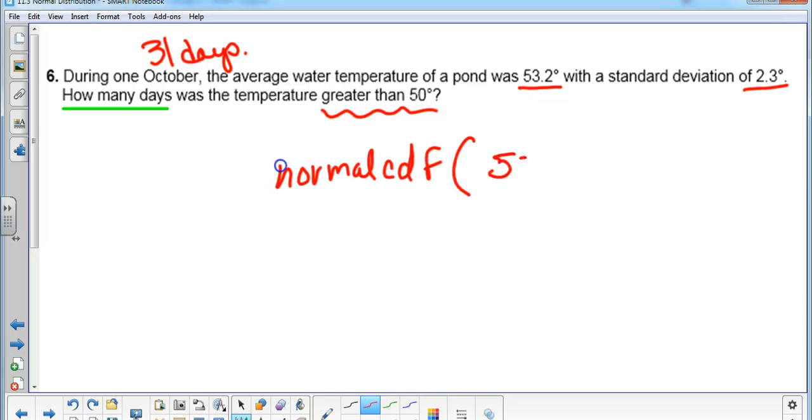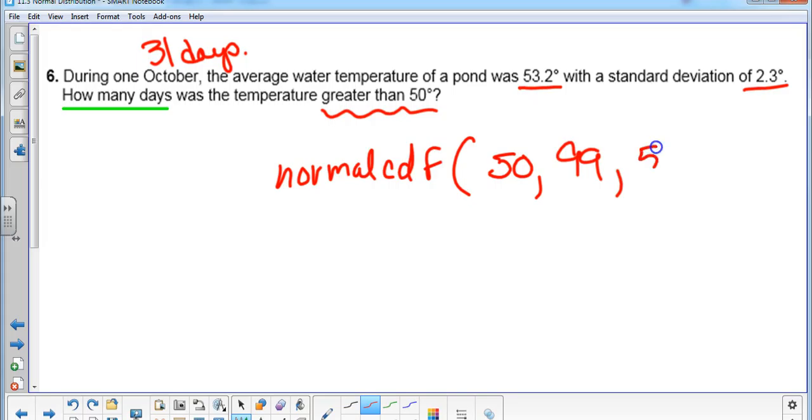The average water temperature of a pond was 53.2 with a standard deviation of 2.3. How many days was the temperature greater than 50? So what are we going to do this time? Our lower is 50. Our upper needs to be at least 4 standard deviations above the mean. Would 150 work? Would 99999 work? If you rounded this to 55 and 2.5 and you went up 4 standard deviations, you'd be at 65. So anything above that would be fine. 150 is fine. You'll get the same answer, I promise.